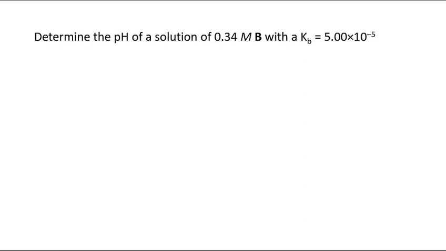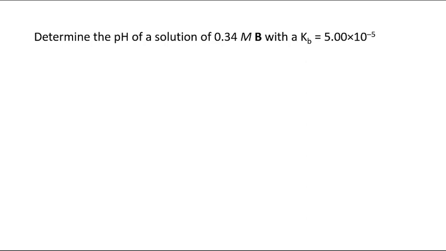Remember, I'm not talking about strong bases, because strong bases will completely dissociate, the same way that strong acids will. We talk about weak bases typically existing in equilibrium with their products. For this particular situation, I'm asking you to determine the pH of a 0.34 molarity solution of a base with a Kb equal to 5.00 times 10 to the negative 5.